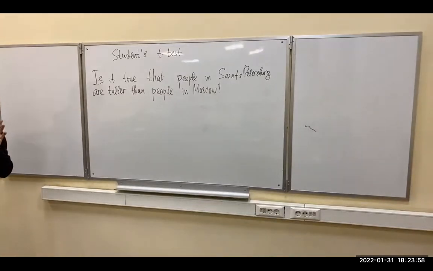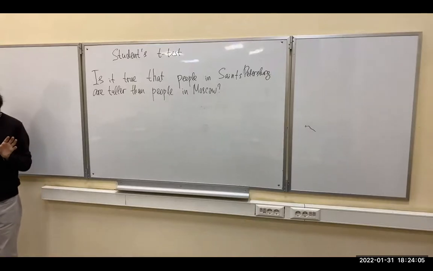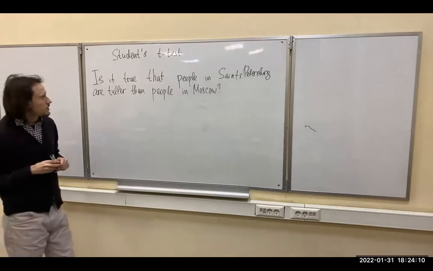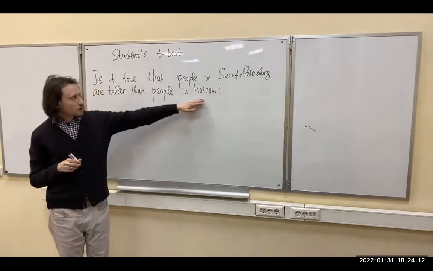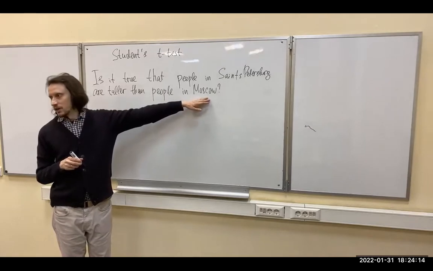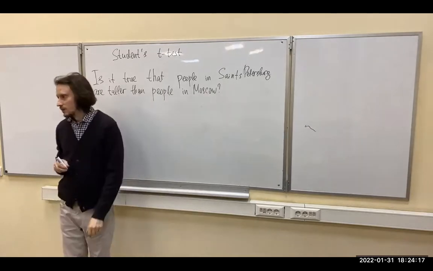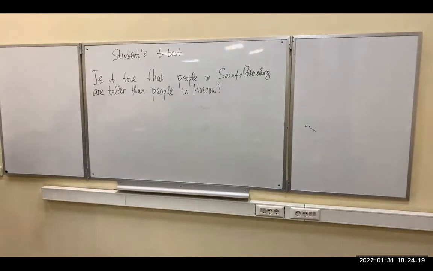And assume that actually we will simplify this question a little bit, and for today's lesson we will assume that we know what is the average height of people in Moscow. So we assume that in Moscow the government conducted a research that measured all citizens of Moscow, and we have the exact value.